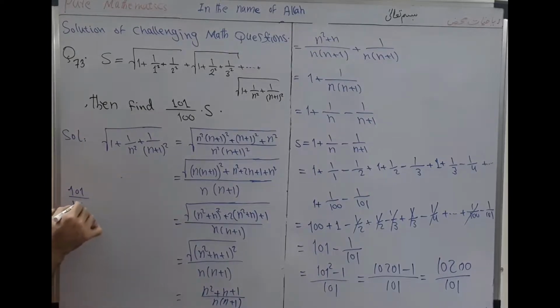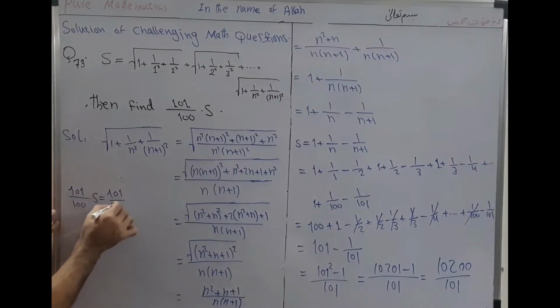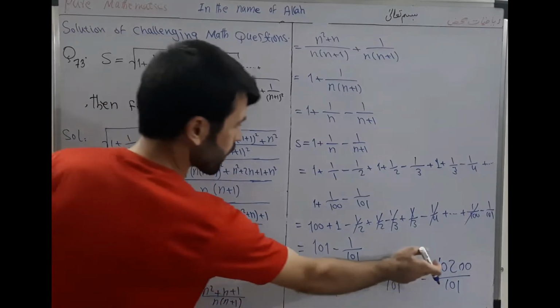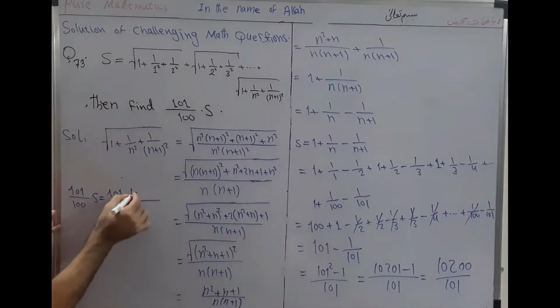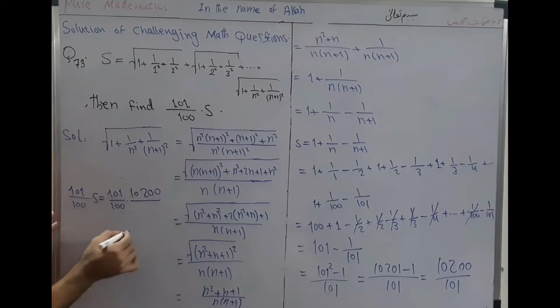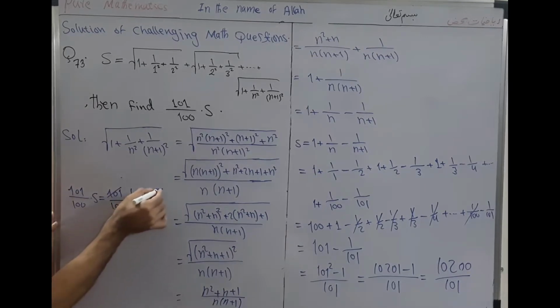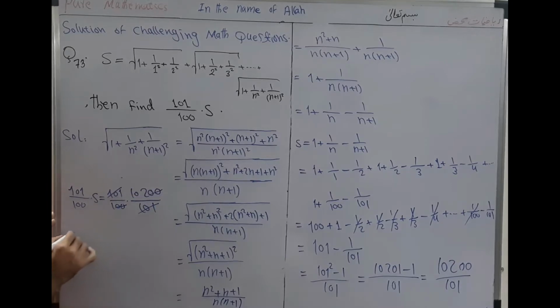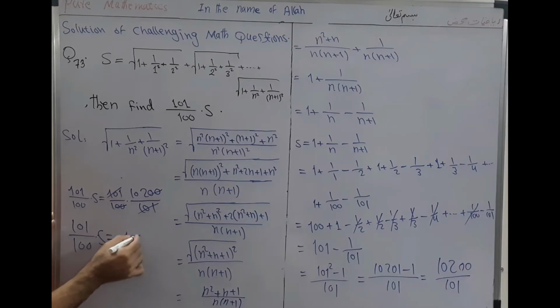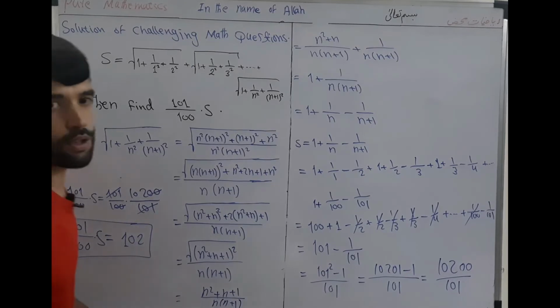101 over 100 into S is equal to 101 over 100 into, instead of S we can write 10,200 over 101. These two cancel, 20 by 20 cancel. These two also cancel. Then 101 over 100 into S is equal to 102. 102 is the answer. It was the solution of this question. Thank you.